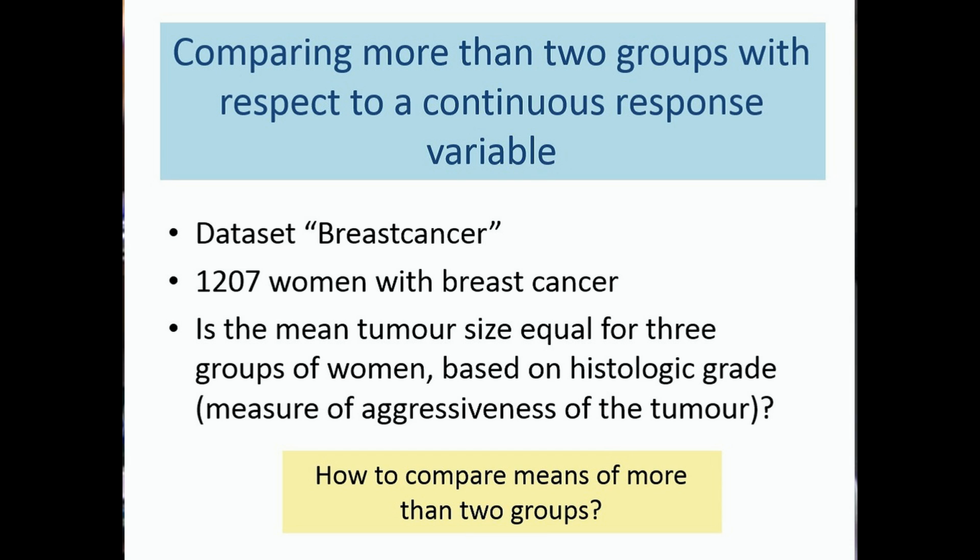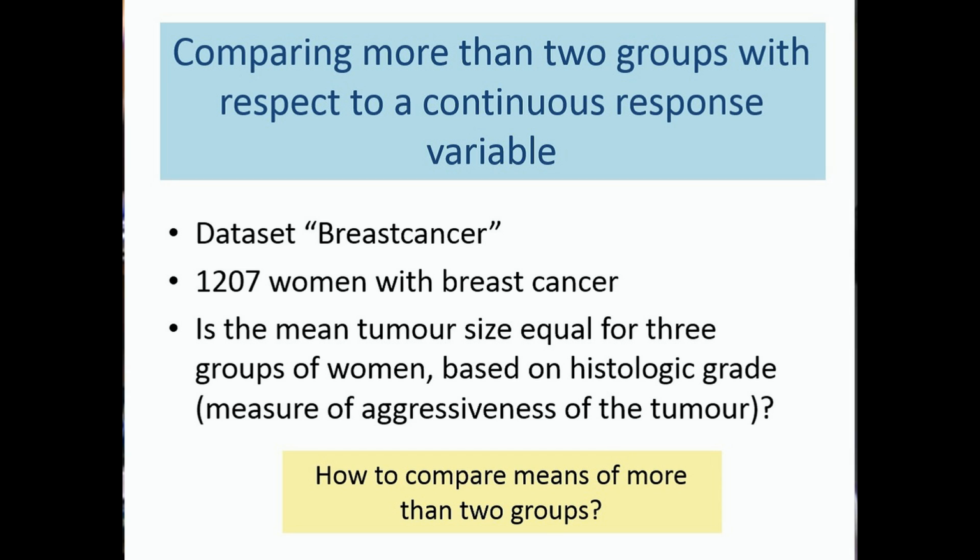Now we go to the problem that we have more than two groups, and we want to compare them with respect to a continuous outcome variable. For this, I use another dataset. It's a so-called built-in dataset of SPSS, containing information about over 1,200 women with breast cancer. We have 3 groups based on the histologic grade of the tumor, which is a measure of aggressiveness of the tumor, and our outcome variable is the tumor size.